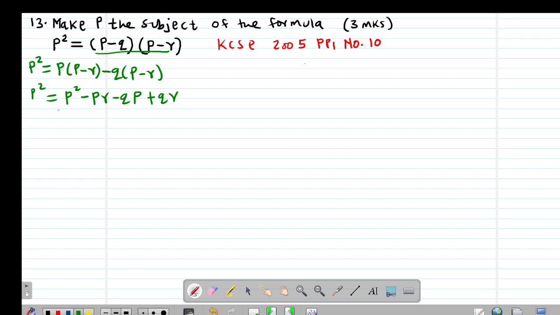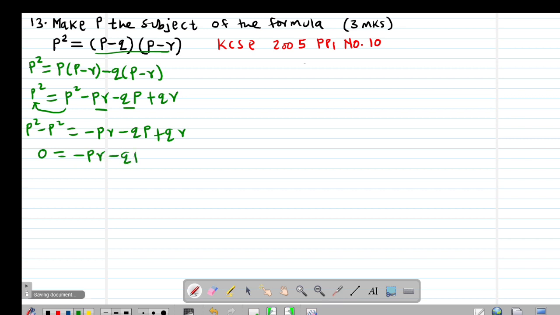Then let me check if we have like terms. Yeah, we have P squared. If this one moves to the other side, it will be a negative. So we'll have P squared minus P squared being equal to, on this side we are still having negative PR, this term here, then minus QP, which is this term here, then plus QR. So of course P squared minus P squared, you are going to get 0. So 0 is equal to negative PR, then minus QP, then added to QR.